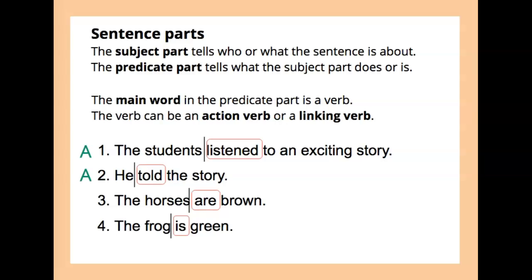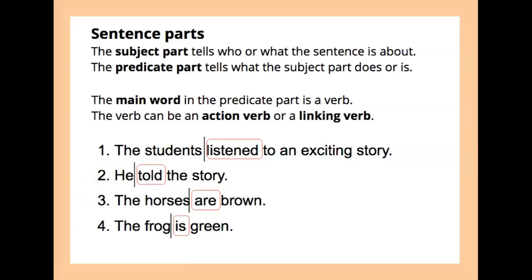What kind of verb is in sentences 1 and 2? They are action verbs because they tell what the subject part is doing. Then what kind of verb is in sentences 3 and 4? They are linking verbs because they tell what the subject part is.